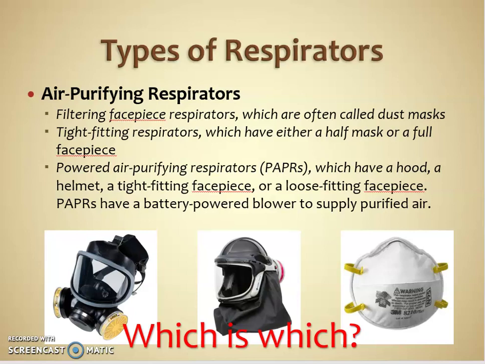First, we have the air purifying respirators. These involve several subtypes, such as filtering face piece respirators, which are often called dust masks. This will be the one shown in this image down here. We have the tight-fitting respirators, which have either a half mask or a full face piece, such as the one seen over here. And then we have the powered air purifying respirators, also abbreviated as PAPRs, which have a hood, a helmet, a tight-fitting face piece, or a loose-fitting face piece. These are usually battery-powered to supply purified air.